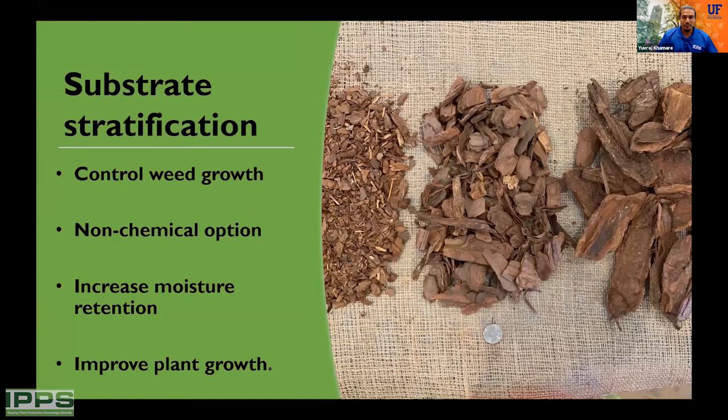Substrate stratification has shown promise to prevent weed growth. It is a good non-chemical option. It has shown that it increases the moisture retention in the substrate profile and also improves plant growth.